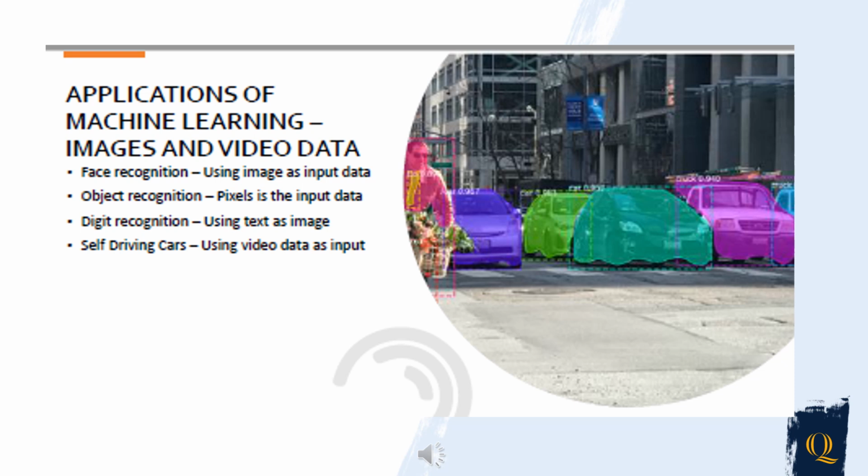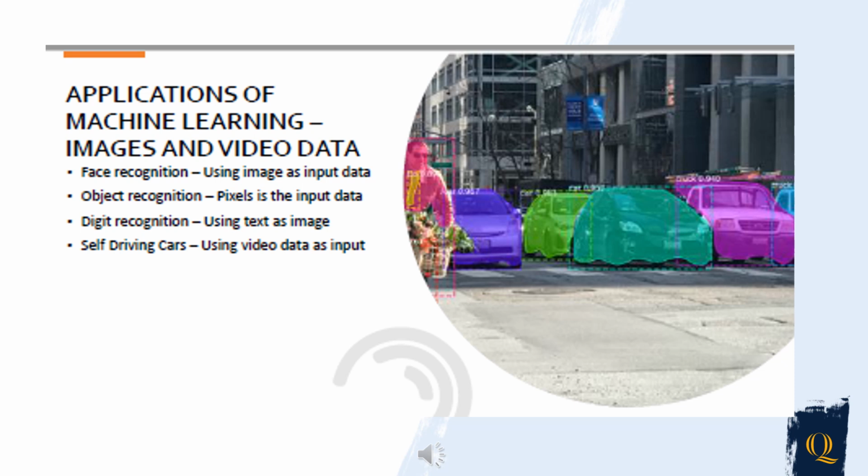The next example is object recognition, which involves identifying and classifying objects within images by analyzing the pixels that make up those images. For example, this technology can help autonomous systems recognize pedestrians, vehicles, or even specific items in retail or industrial settings.